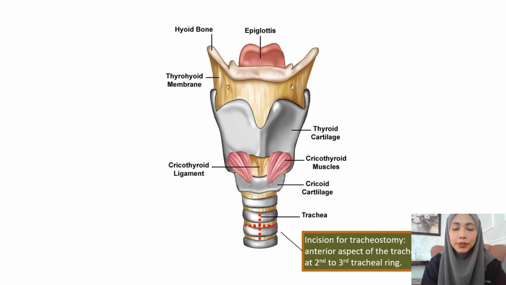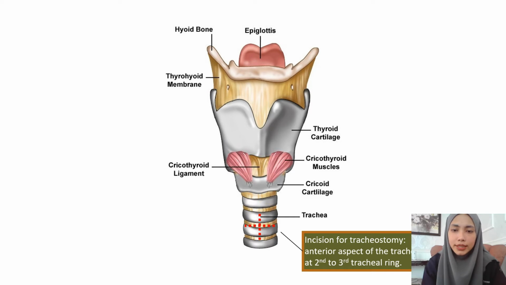Okay, this diagram shows you the larynx from the front view. It is made of several cartilages. We have thyroid cartilage, cricoid cartilage, and epiglottis. These are all unpaired cartilages of the larynx. It is also made up of membranes and ligaments.